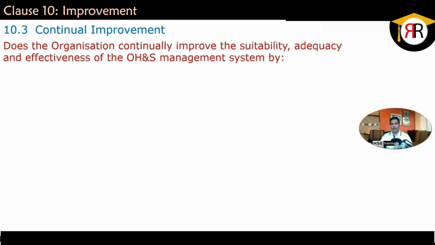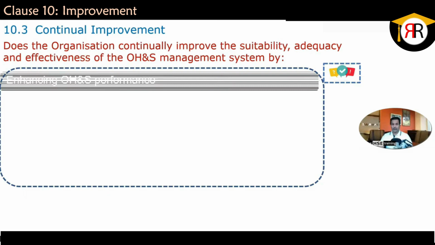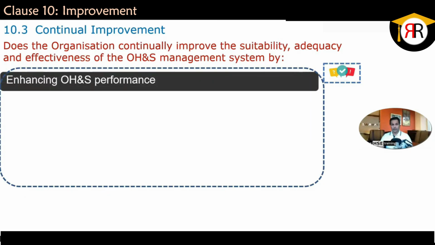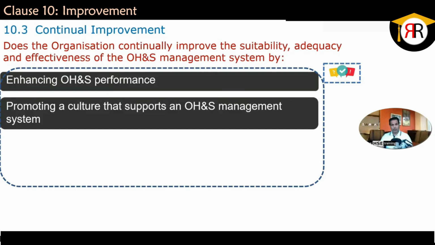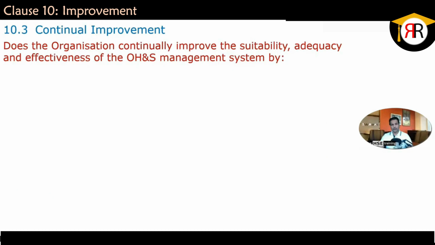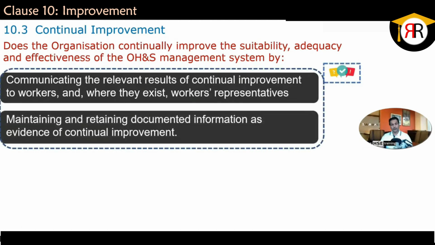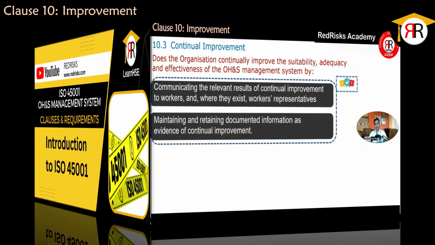Does the organisation continually improve the suitability, adequacy and effectiveness of the OHS management system by enhancing the OHS performance, promoting a culture that supports an OHS management system, promoting the participation of workers in implementing actions for continuous improvement? And how about communicating the relevant results of continuous improvement to the workers or representatives, and maintaining and retaining documented information as evidence of continuous improvement? Clause 10.